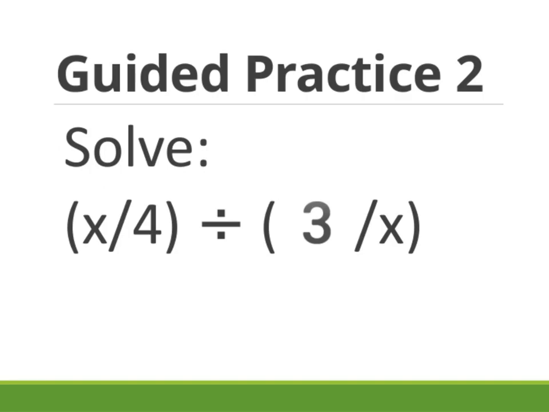Let's work through this problem together. We're asked to divide x over 4 by x over 3. When dividing fractions, we flip the second fraction and multiply. So, x over 4 times 3 over x. From there, we multiply the numerators and the denominators. This guided practice helps us get comfortable with dividing fractions that include variables. It's a key skill for solving more complex algebra problems.